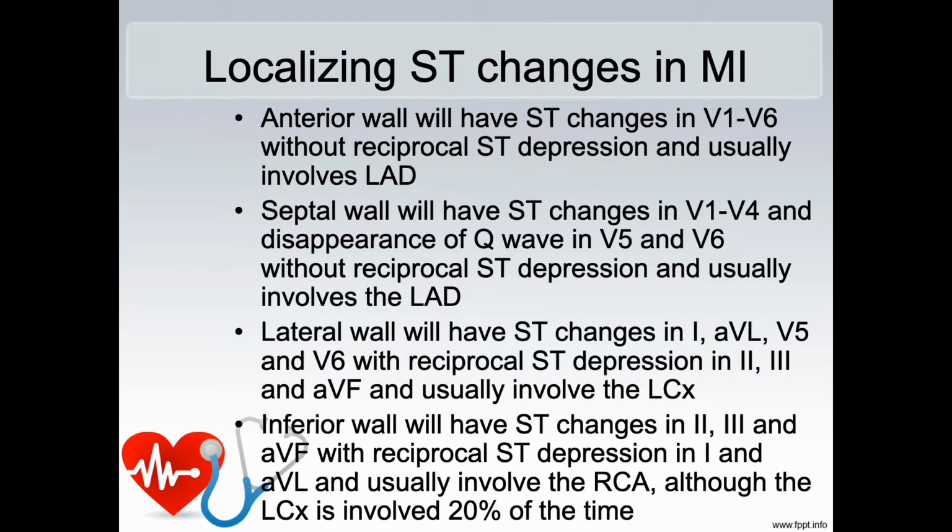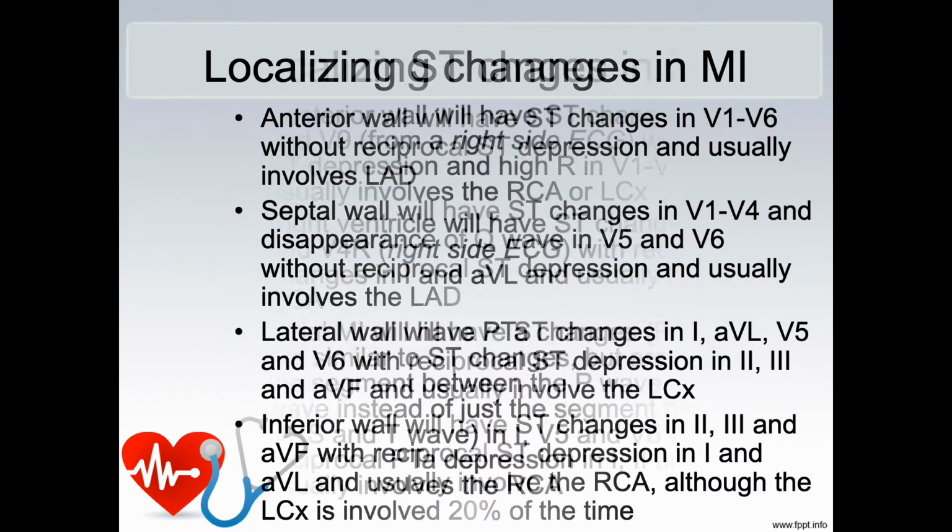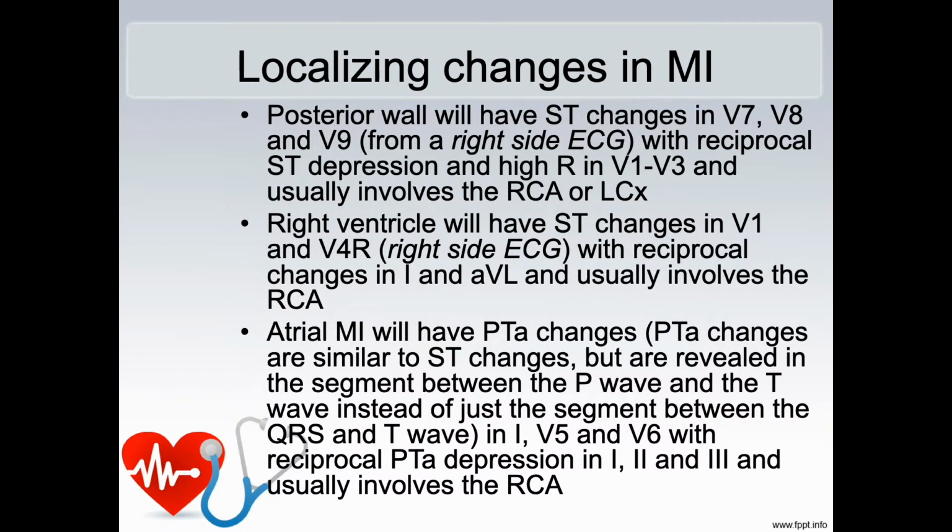A lateral wall MI will have ST changes in 1, AVL, V5, and V6 without reciprocal ST depression in 2, 3, and AVF, and usually involves the left circumflex. While an inferior wall MI will have ST changes in 2, 3, and AVF with reciprocal ST depression in 1 and AVL, and usually will involve the RCA, although the left circumflex is involved 20% of the time.